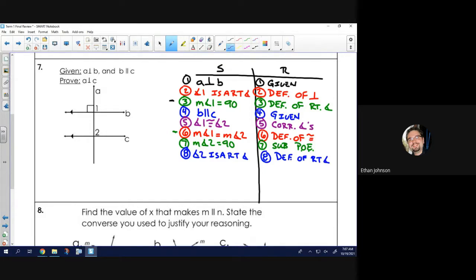So then what does it mean when we create a right angle? Well, those two lines or line segments have to be perpendicular. So I can say A is perpendicular with C. Definition of perpendicular.